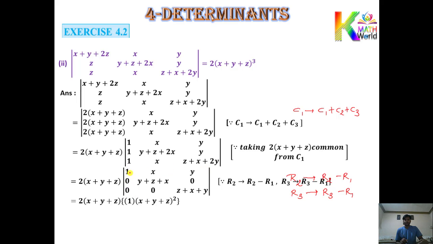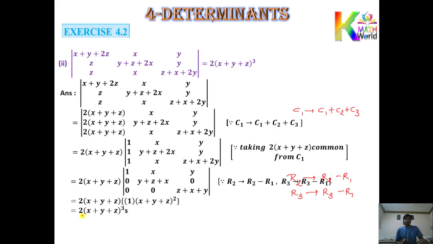Okay, for understanding, so 1 into, or you can say expanding with respect to the first column. So you got, what is left? You can eliminate this one. So what is left? (y plus z plus x) into (z plus x plus y). It means it will become (x plus y plus z) whole square minus 0. So no need to write that minus 0. So 1 into this one. So you got only (x plus y plus z) whole square.